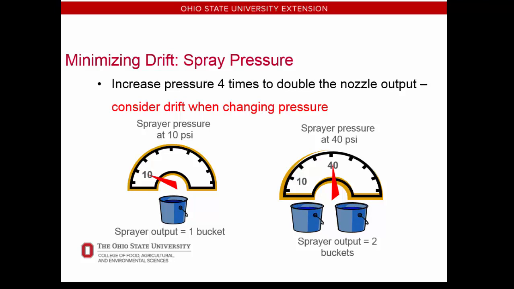However, when you change nozzles, you get a 1-to-1 correlation. As you double the nozzle size, you double the output. So remember, pressure takes a 4-fold increase to double output, while to double output by nozzles, double the size of the nozzle size. That's why it's recommended to manage drift with changes in nozzles, not pressure.